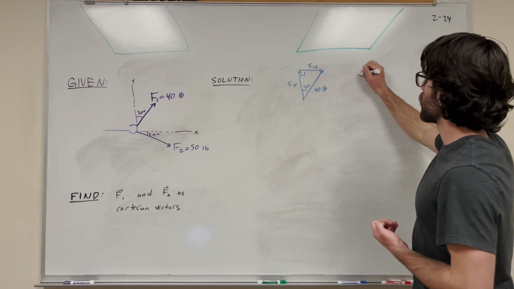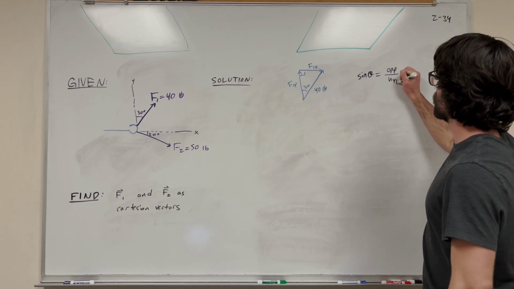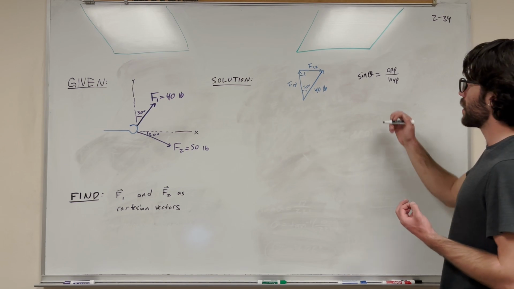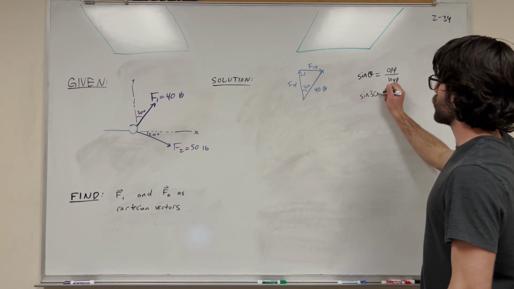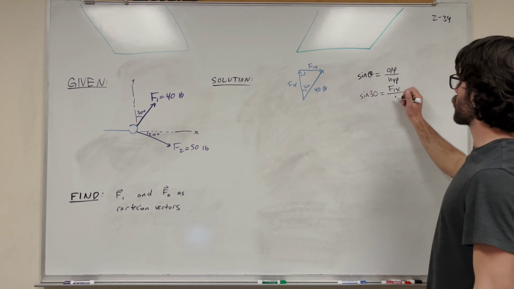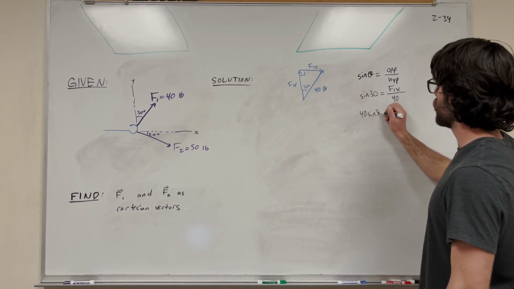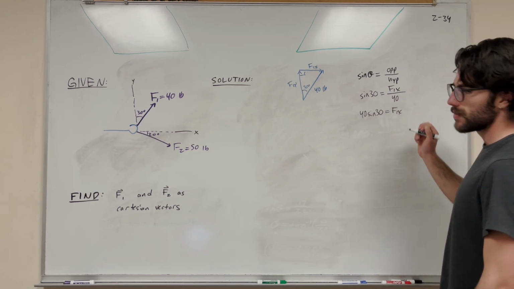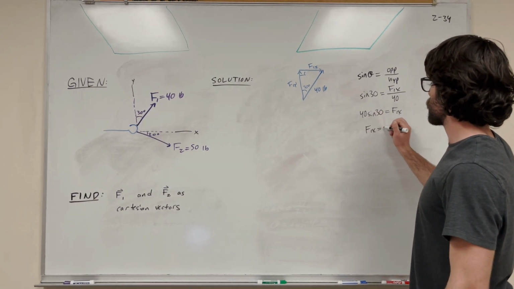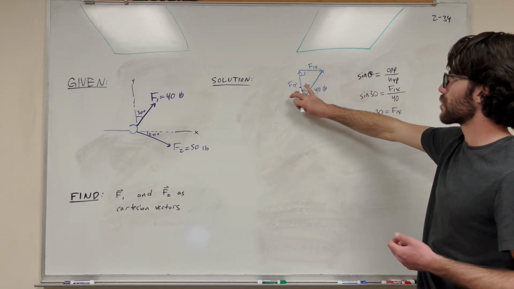So what do we know about sine? Well, sine of theta is equal to opposite over hypotenuse. So if we're trying to find opposite, we know the hypotenuse, we know the angle, so let's go ahead and do that. So sine of 30 for this triangle is equal to opposite, just force 1x, over the hypotenuse, which is 40 pounds. So we can move the 40 pounds over to get that 40 times sine of 30 is equal to force 1x. Now, of course, we can solve for this, and here we get that force 1x is equal to 20 pounds. Cool. So we found this force 1x, so let's go ahead and find force 1y.